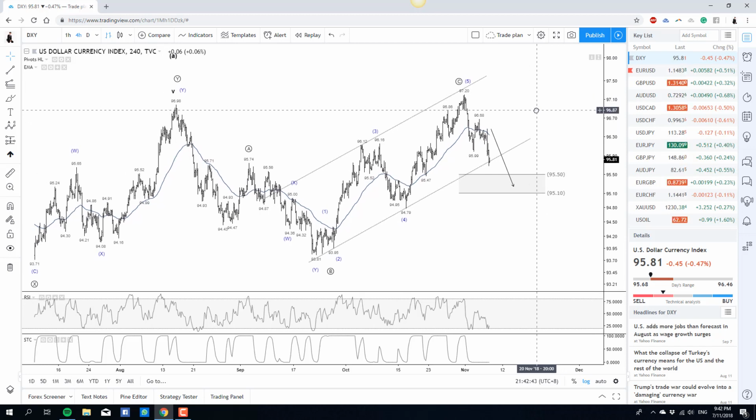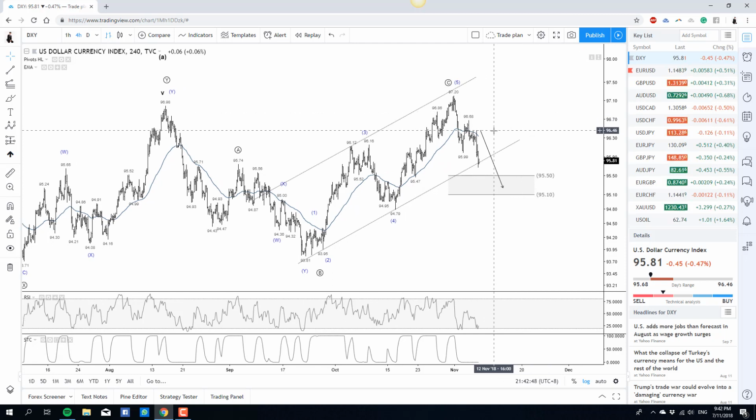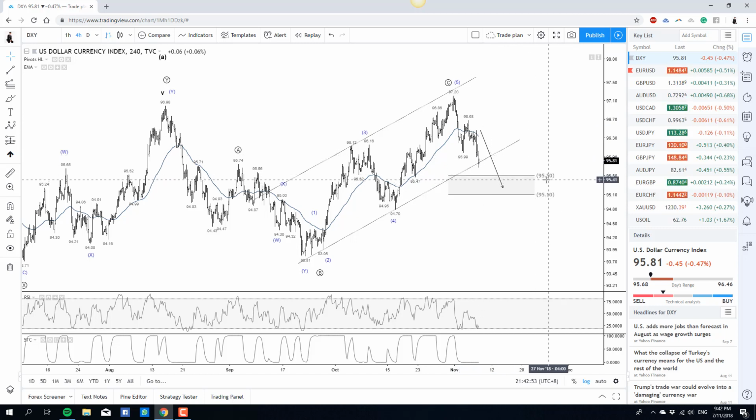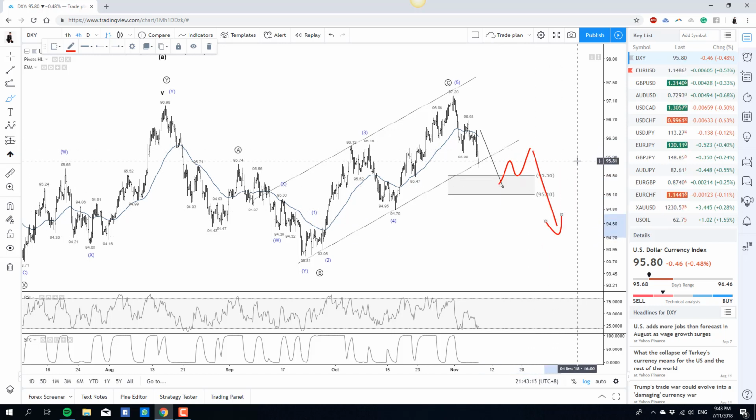My analysis for the dollar index for the remainder of this week and perhaps moving forward is to continue to expect price to dip further towards 95.5, 95.1. That will be below this bullish channel, right? And from there, I do expect some form of a three-wave bounce, and if it forms a corrective move, then we can expect further downside in the dollar.